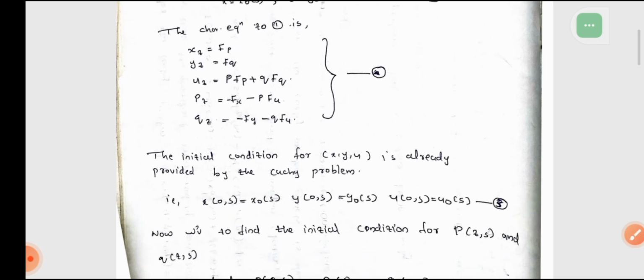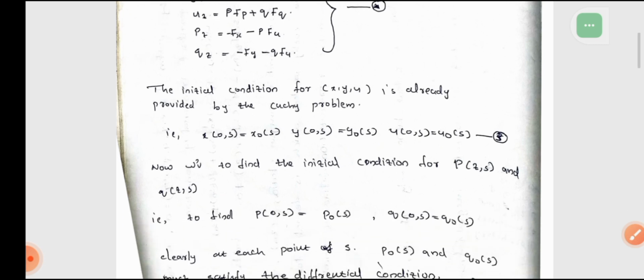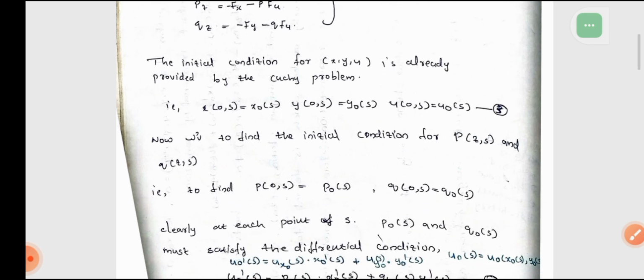The initial conditions for x, y, u are already provided by the Cauchy problem. That is, x(0) = x0(s), y(0) = y0(s) and u(0) = u0(s). Next we have to find the initial conditions for p(t, s) and q(t, s). That is, we have to find p(0, s) = p0(s) and q(0, s) = q0(s).